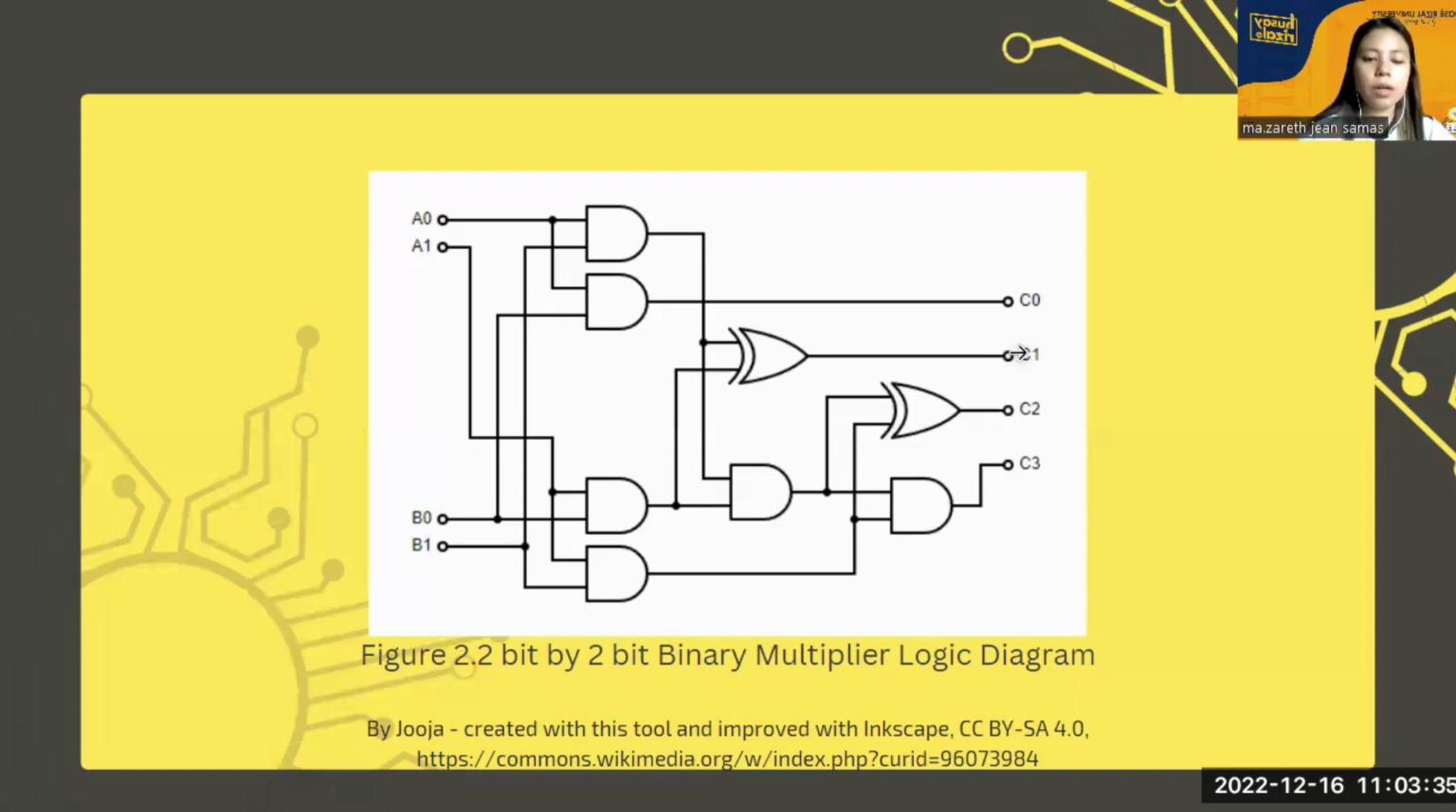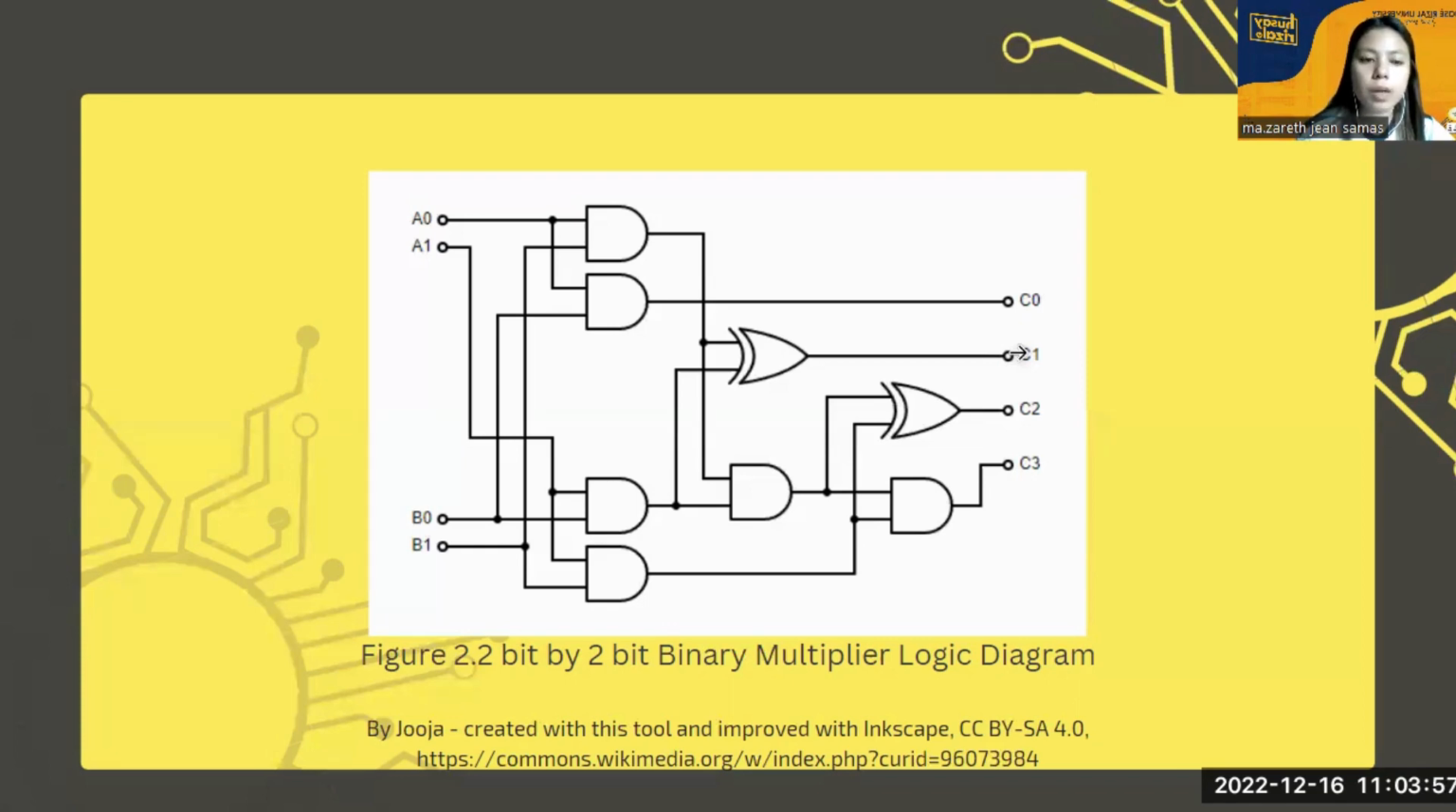Now that we have a basic understanding of half adders and AND gates, let's discuss how we can use these building blocks to create a logic diagram for a 2 by 2 binary multiplier. To start, we will use four AND gates and calculate the partial products of our multiplication.